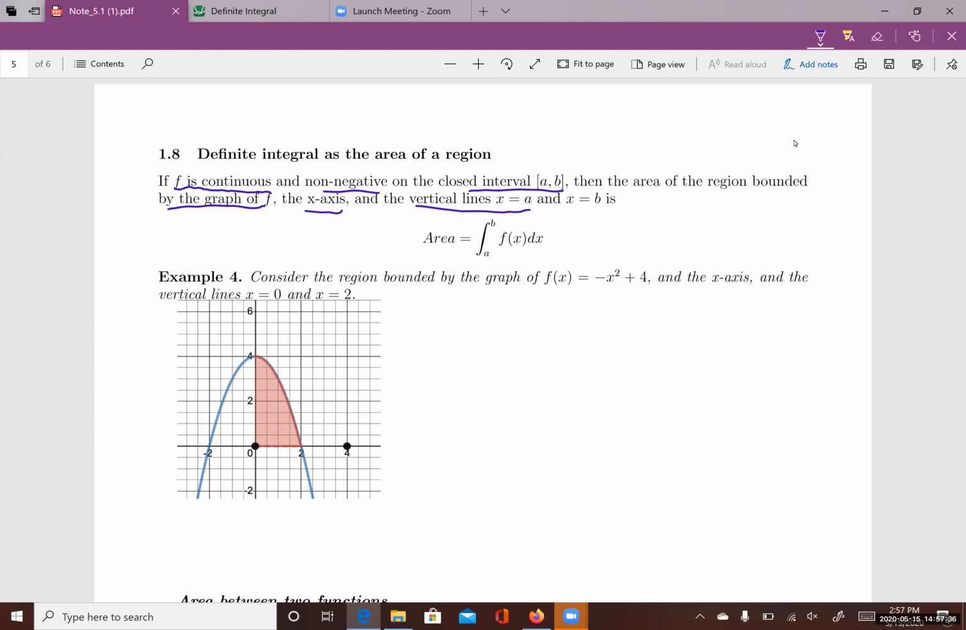from a to b. For an example, consider the region bounded by the graph of the function negative x squared plus 4, the x-axis, and the vertical lines from 0 to 2 right here, right? This is the function f of x equals negative x squared plus 4.